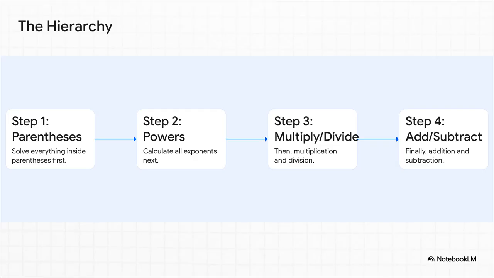Here's the updated list. We all remember parentheses come first. But look what's right there in step 2. Powers or exponents. That E in PEMDAS. This means they have a really high priority. You solve everything in parentheses first, then you immediately calculate any powers before you even think about multiplication or division.